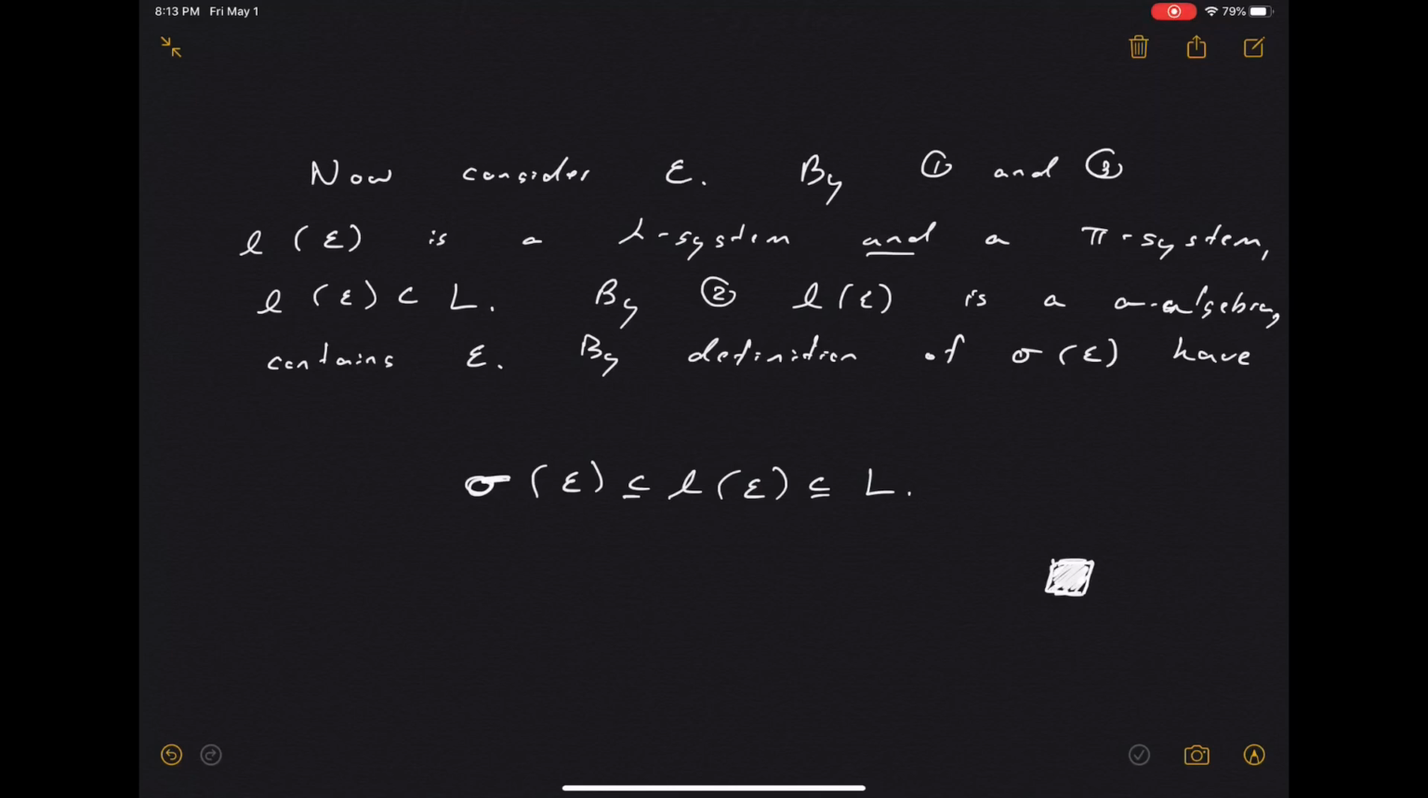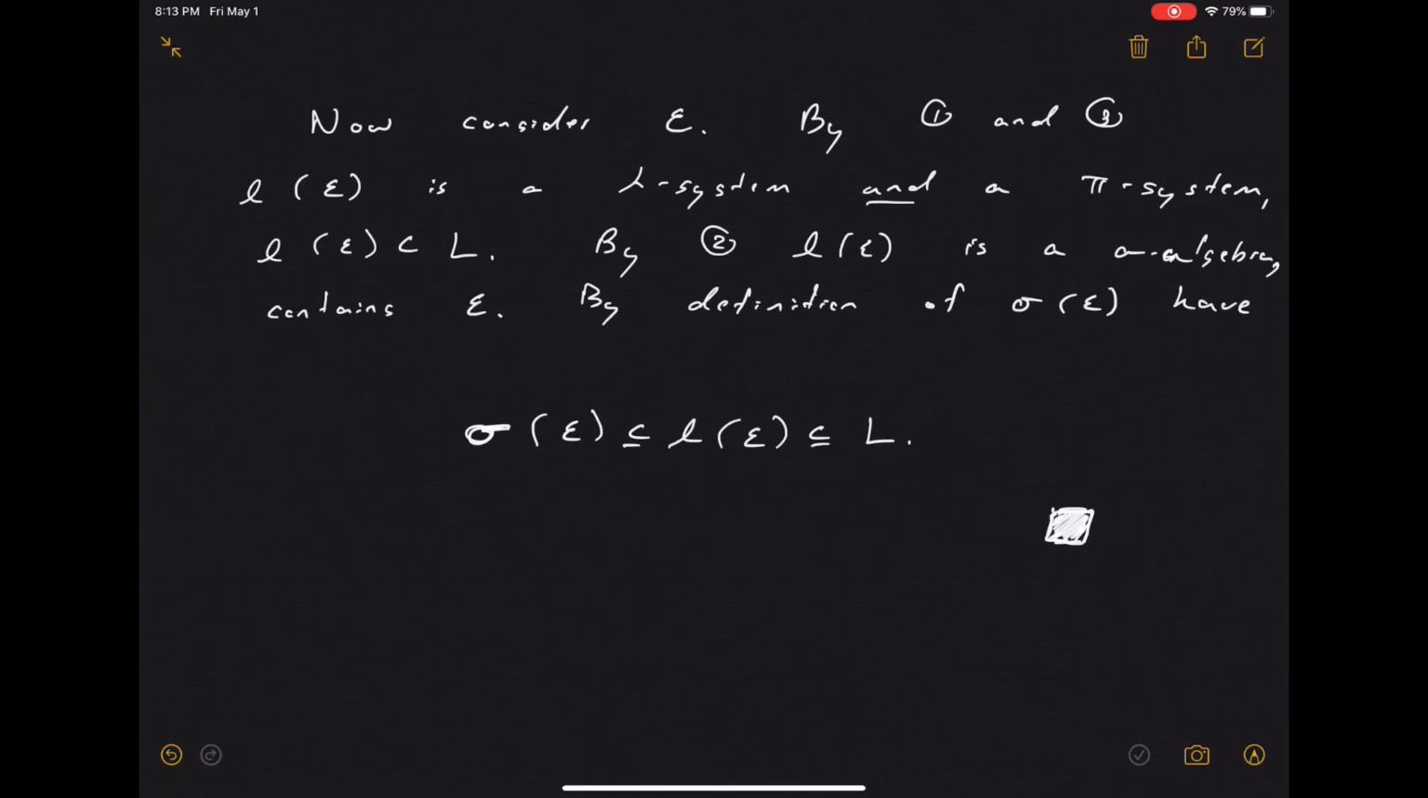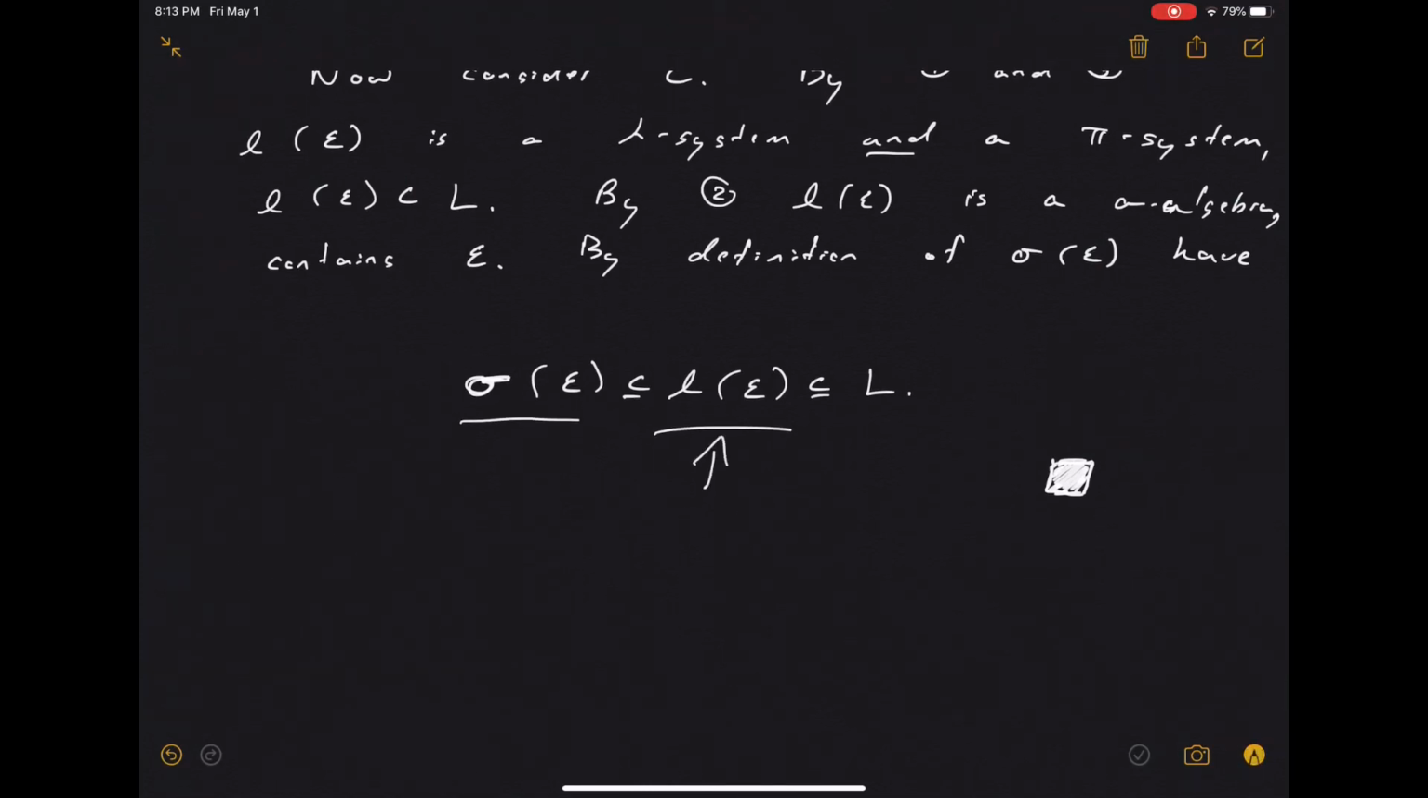And by definition of the generated sigma algebra, we have that the generated sigma algebra is a subset of L of epsilon, which is a subset of L. Okay, you might ask why is sigma of epsilon a subset of L of epsilon? Well, L of epsilon is a sigma algebra containing epsilon, and this is the smallest sigma algebra containing epsilon. So it has to be that sigma of epsilon is a subset of L of epsilon. And since this is the smallest lambda system containing epsilon, L of epsilon has to be a subset of big L. Okay, so that's our little proof sketch.